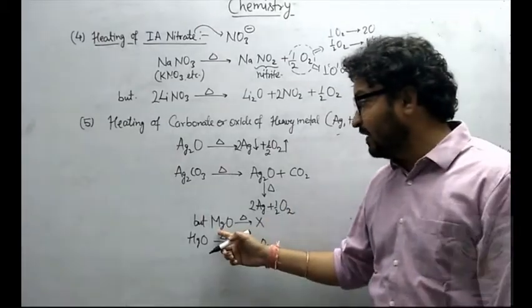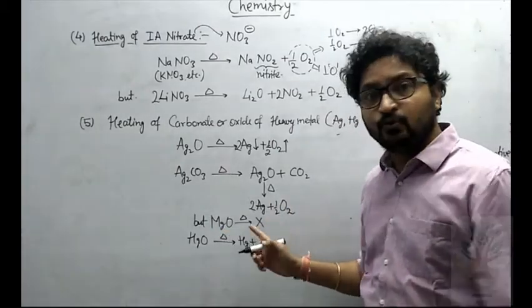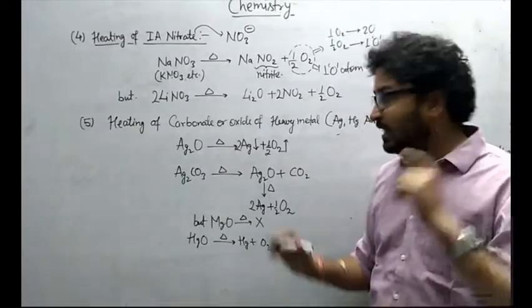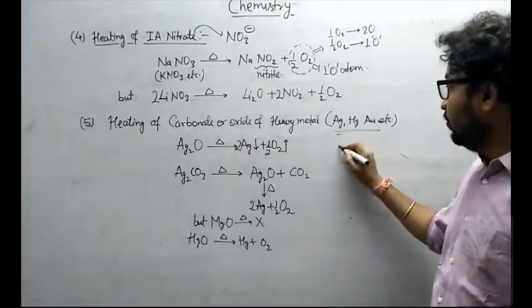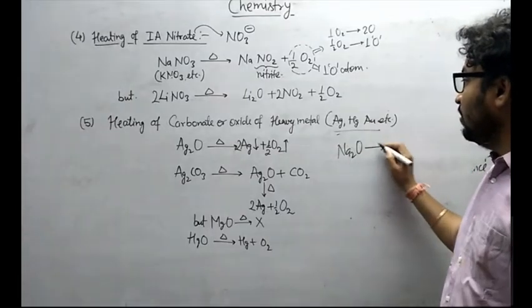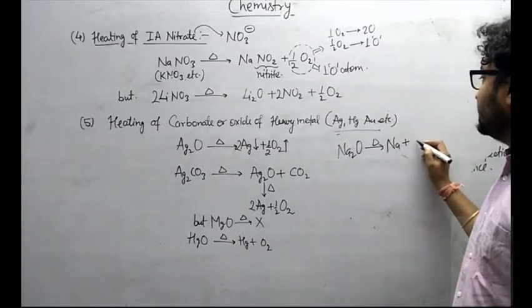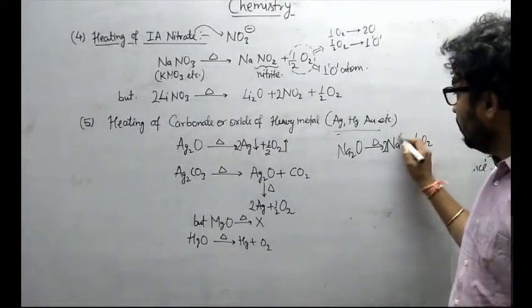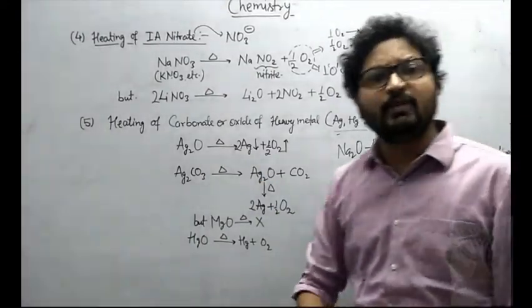But don't think that if I heat MgO, I will get Mg plus O2. No. Magnesium, sodium, they will not give you metal. This will be valid for heavy metals only. Don't make such mistakes. Na2O, let's heat and we'll get Na plus half O2? How? Sir told us about Ag2O. No, don't do like that. This will not be formed.